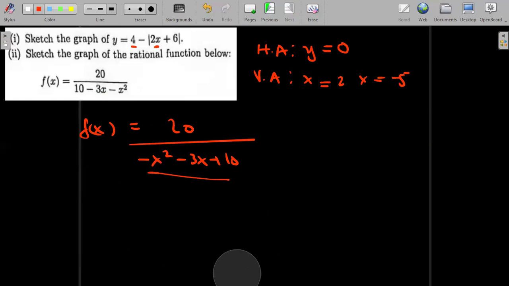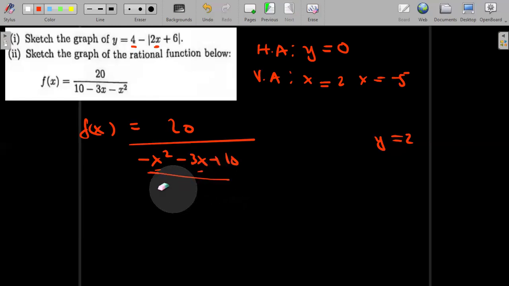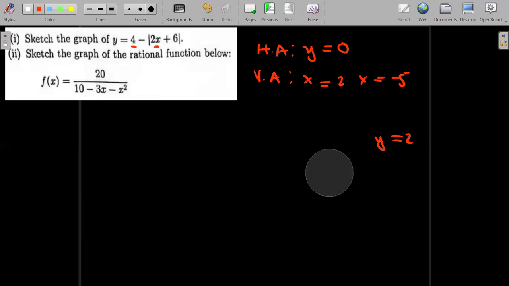We have those points. Another point we can check for is the y intercept. So the y intercept is when x is 0. Replace x with 0 there, and you just get 20 over 10, and y is going to be equal to 2. So your y intercept is y equal to 2. Okay, then from there, you can now sketch this graph.